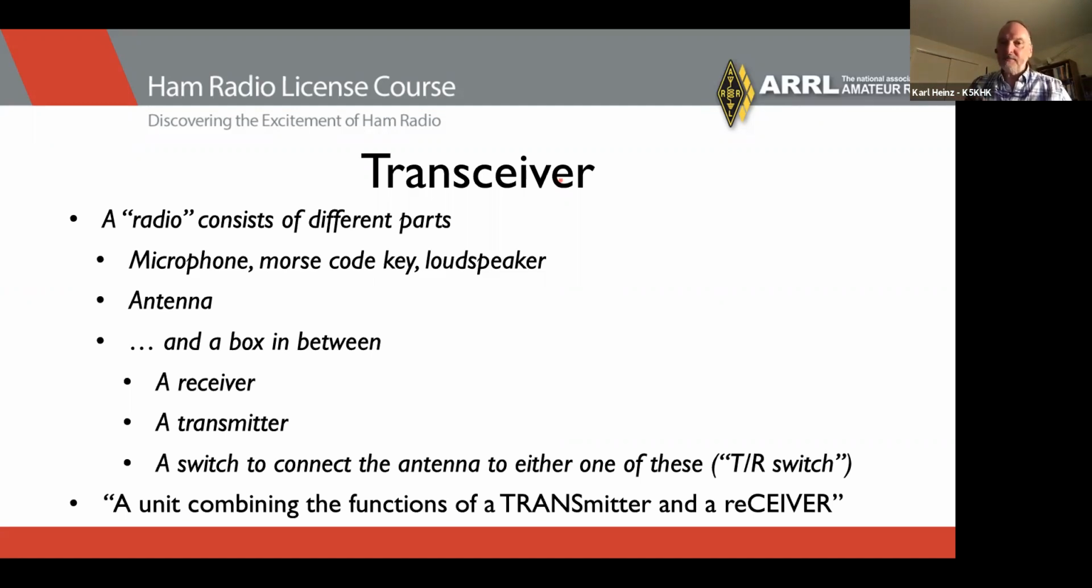And they came up with a new name for these devices, and they call them transceiver, which is a unit that combines the function of a transmitter and a receiver. So we take trans and ceiver and mush them together and come up with transceiver. So this is an answer to a question on the test: a unit combining the functions of a transmitter and a receiver.